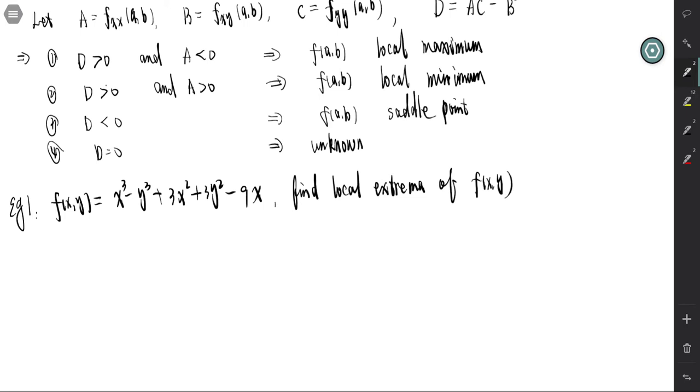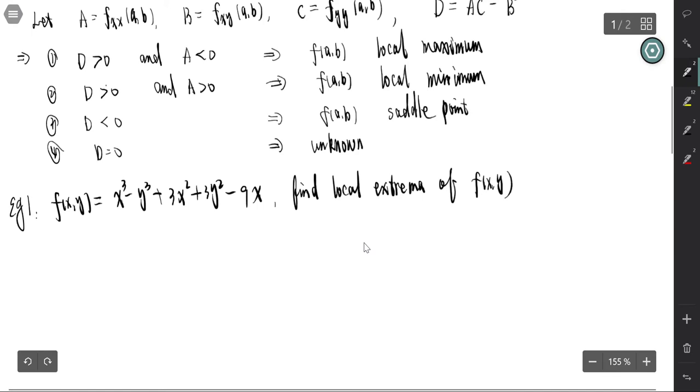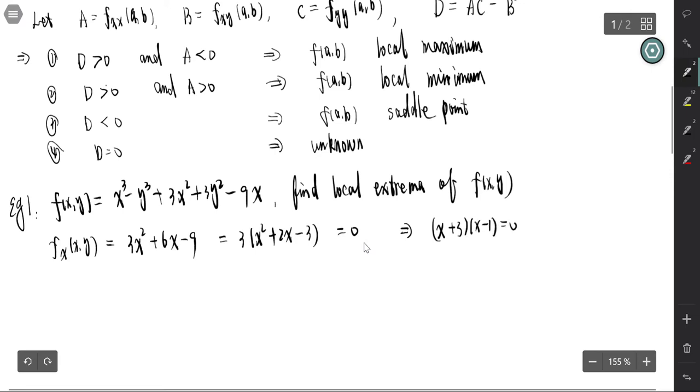To find the local maximum and the minimum, first we take the first derivative, f_x, and let it equal 0. f_x is 3x squared plus 6x minus 9. We can write it as 3 times (x squared plus 2x minus 3), and let this equal 0. We got (x plus 3)(x minus 1) equals 0.